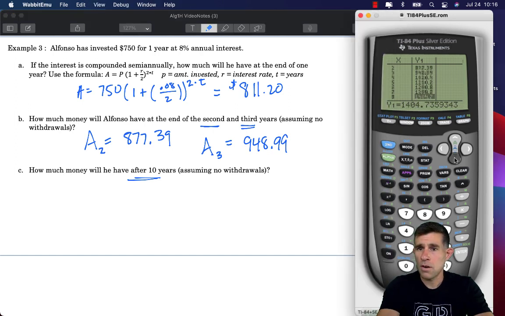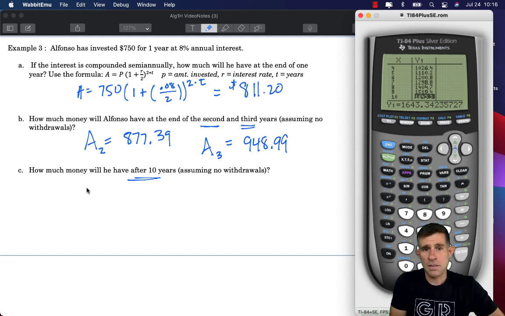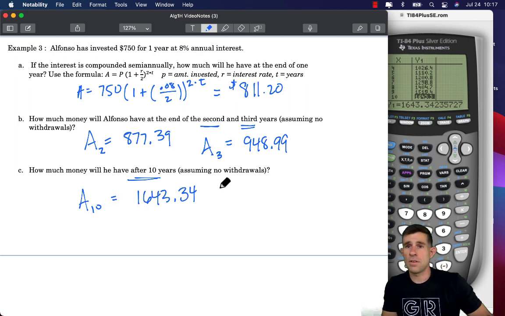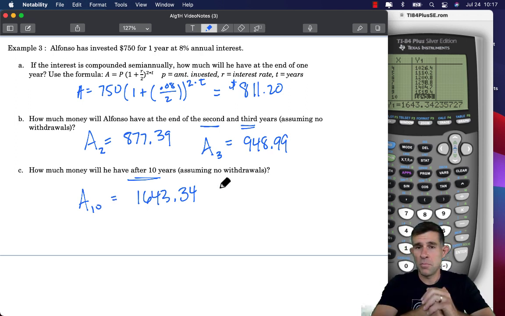Finally, after 10 years, I'm going to click back to my calculator here, I have to go all the way down to where x is 10. We see that our money is now worth $1,643.34, and that is the 10th term of this sequence. And this illustrates a very good point called the time value of money. You invest your money now at an early age, that money will grow and earn interest and be worth a lot more in the future.